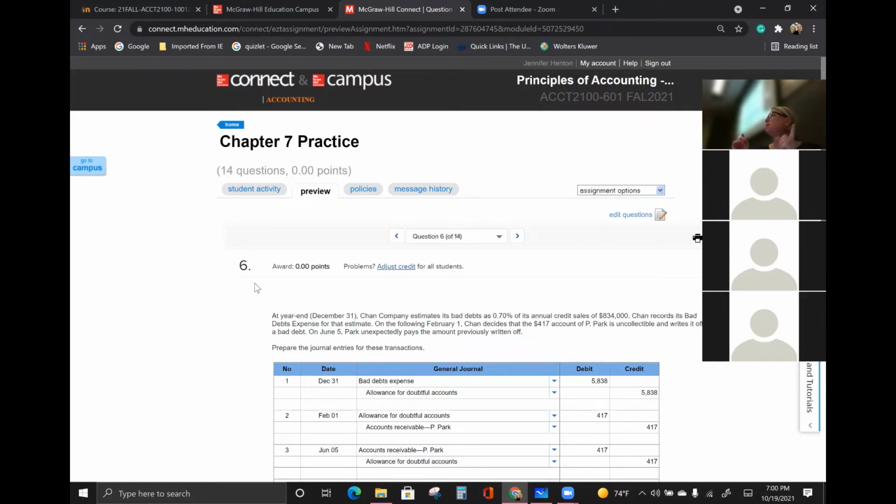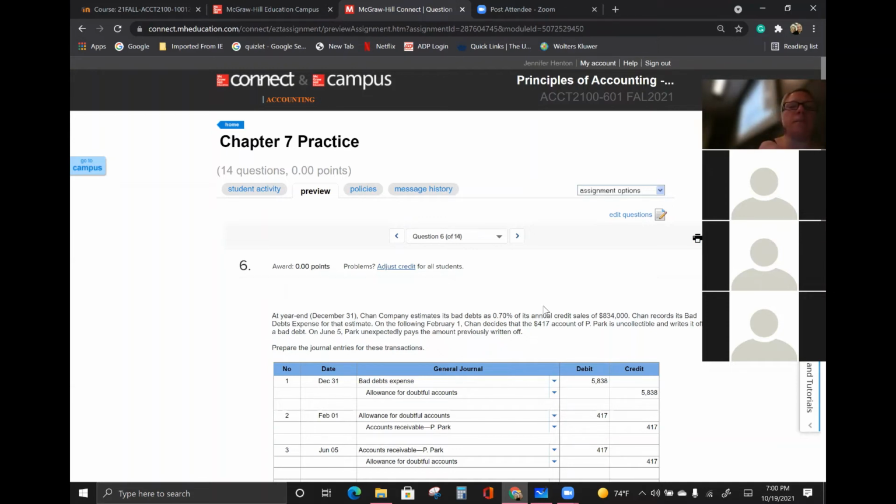Okay, so first we're going to set up the estimate. Then we have somebody that we deem uncollectible and we write off, and then we receive the money for it. So we're going to walk through all 3 steps. So how do we calculate the amount that we're going to set up? We're doing sales. So it's just sales times the percent that they've given us.